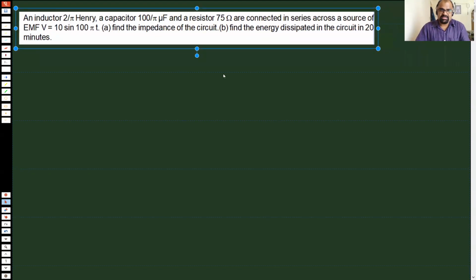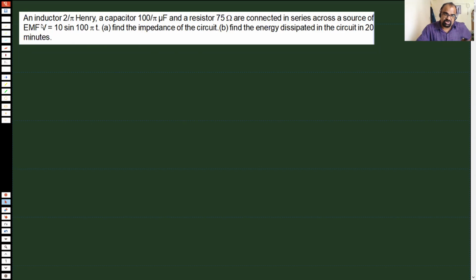So let's start the class by solving a simple question. We have an inductor whose inductance is given, a capacitor whose capacitance is given, and a resistor. They are connected in series across a source of EMF. This is the instantaneous voltage.